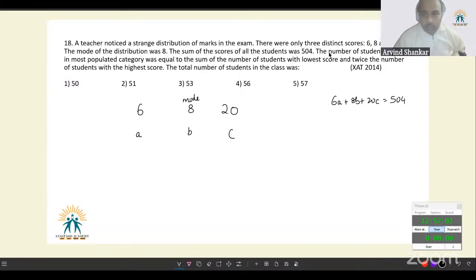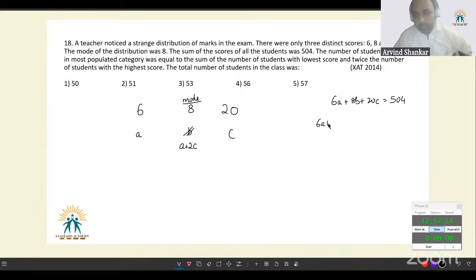The total number of students in the most populated category, 8 is the mode, so this is the most populated category, was equal to the sum of the number of students with the lowest score and twice the number of students with the highest score. So they're telling me I don't need B here. This is A plus 2C, which would edit our equation here as well.